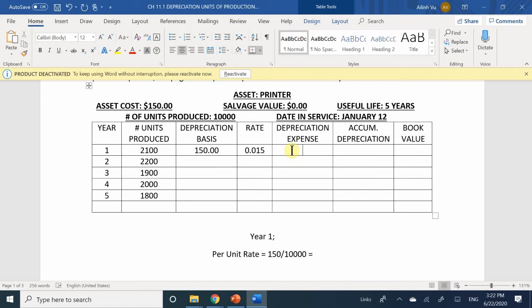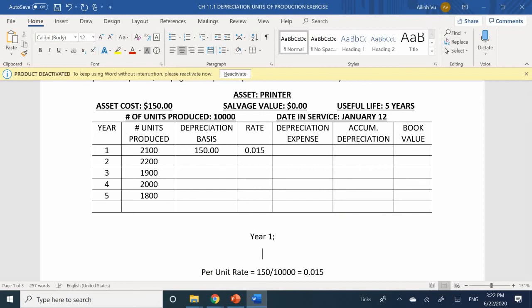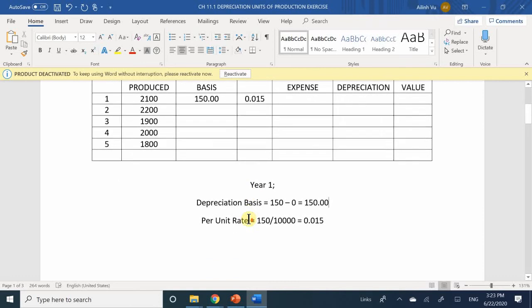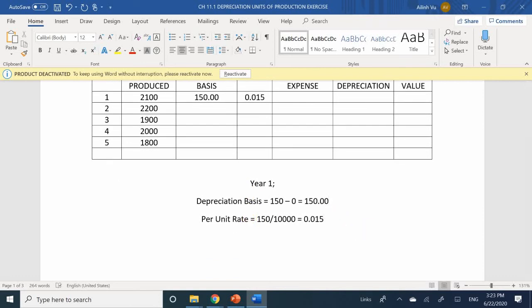Okay, so how am I going to solve for the depreciation expense this time? What is my formula to solve for the depreciation expense? The number of units produced that year times the per unit rate.